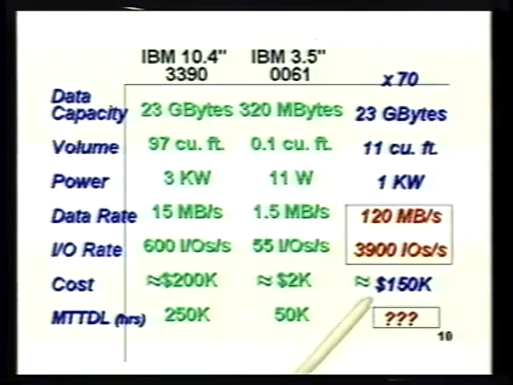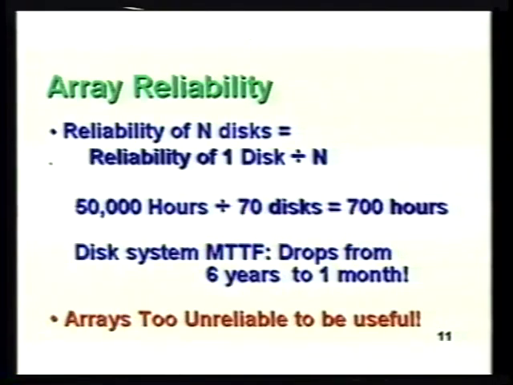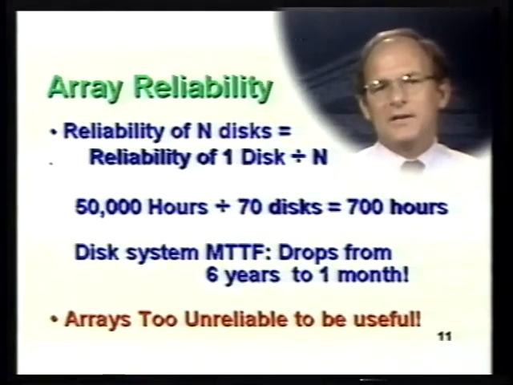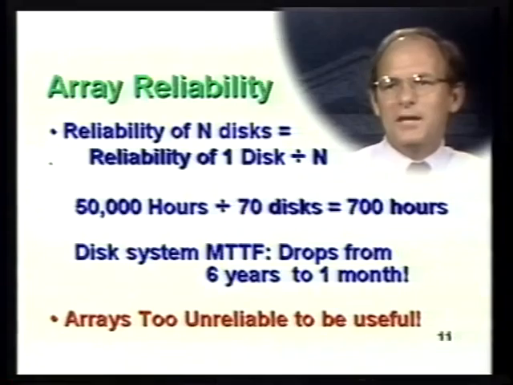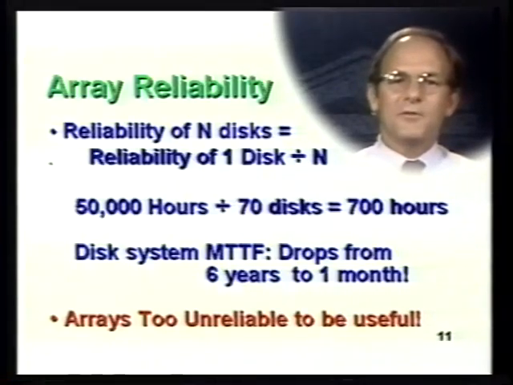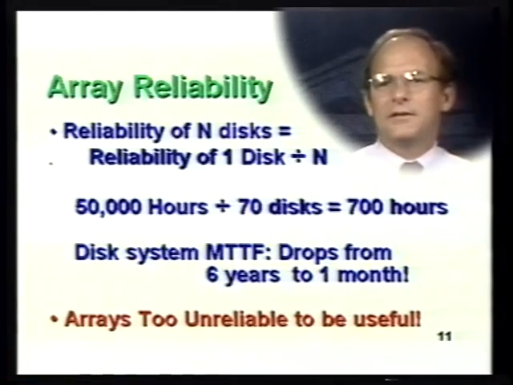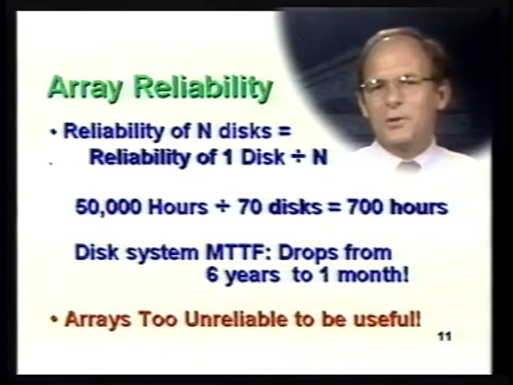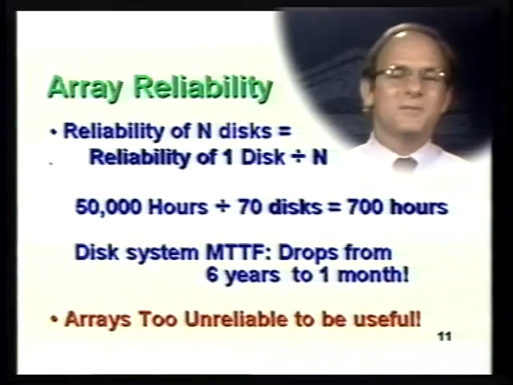But what about this last row here? What about the reliability? This is an acronym for the mean time to data loss. So you can think of it as the mean time between failures. How well will that work? Well, it turns out if things fail randomly, then the reliability of n things is 1 over n. So we take the mean time between failure from about 50,000 hours divided by 70, 700 hours. In other words, the mean time between failure drops from 6 years to 1 month. Therefore, disk arrays are too unreliable to be useful. Therefore, it's a bad idea.